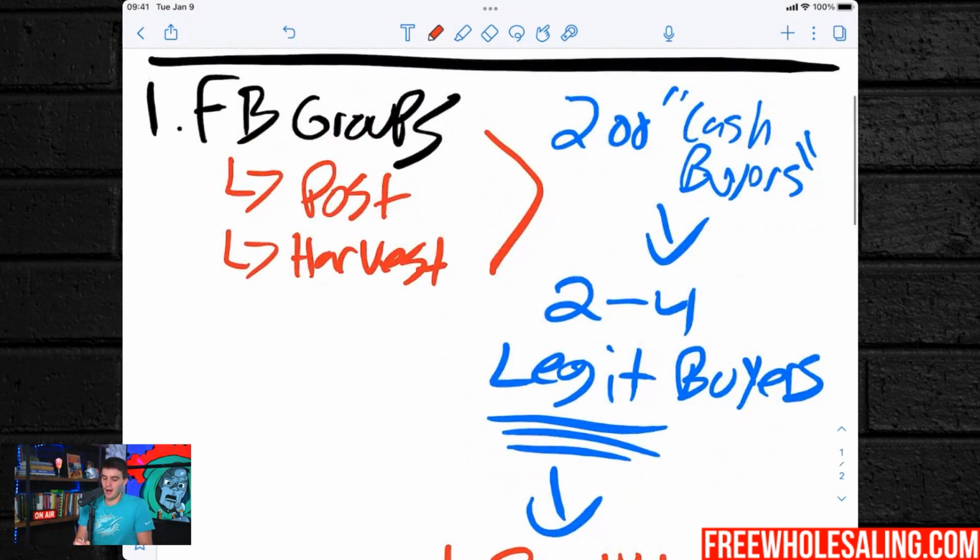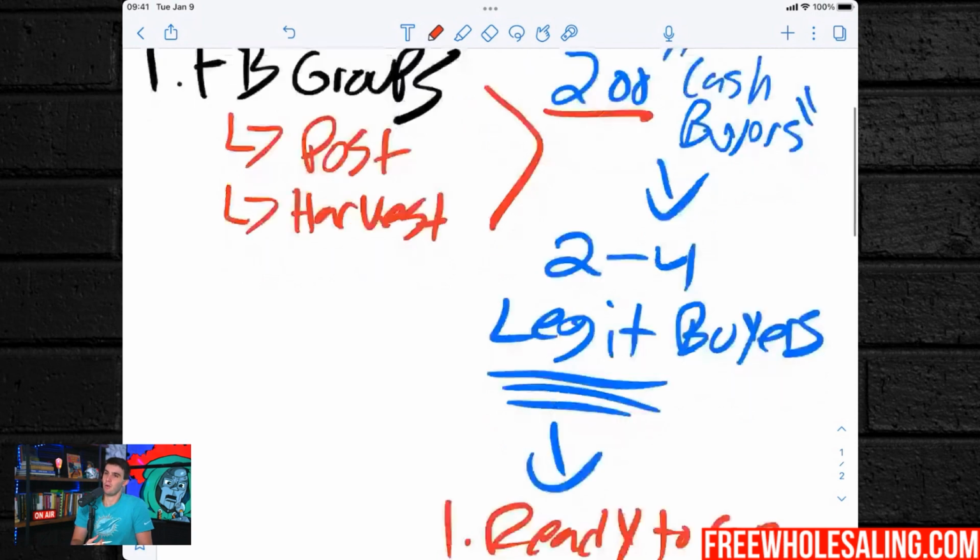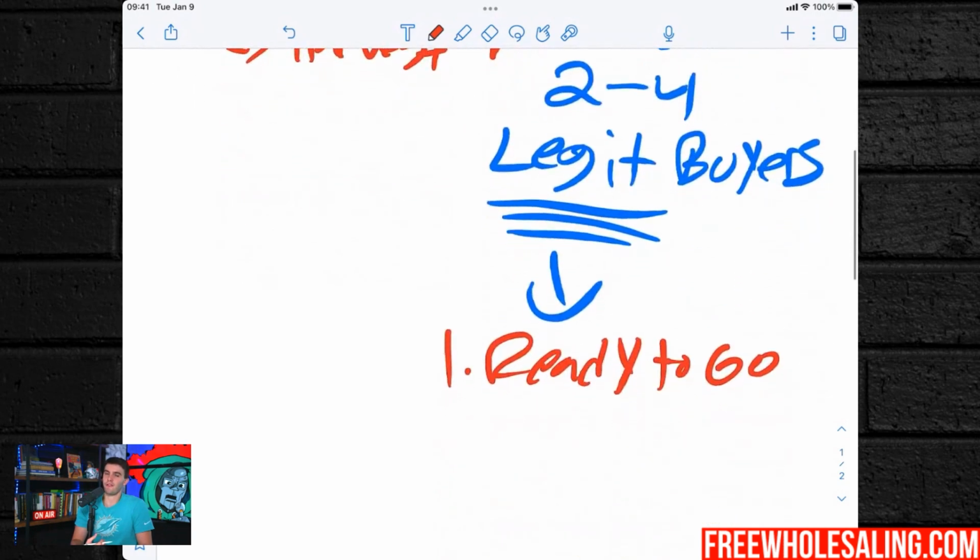Out of 200, a lot of these are going to be basically wholesalers trying to daisy chain you, cash buyers that aren't looking to buy cash, all this crazy stuff. When you get to the right questions and you really find their proof of funds, how many properties they bought in cash, title companies, they're okay with yours, all this stuff, it's going to come down to 2 to 4. Now, that's really good for an hour.